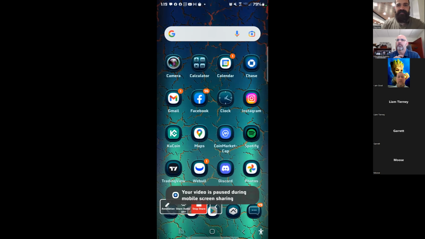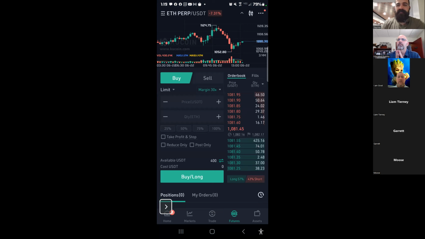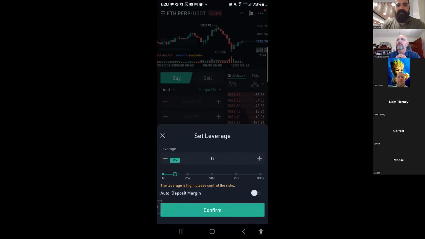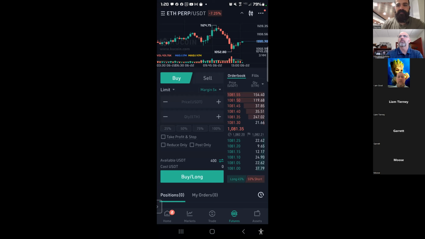Yes. All right, fantastic. So let's say I wanted to enter a trade using leverage for Ethereum on KuCoin, and this works for Binance, FTX, BitMEX, Bitfinex. They all have very similar setups. It would just have a different user interface, but all the same concepts.